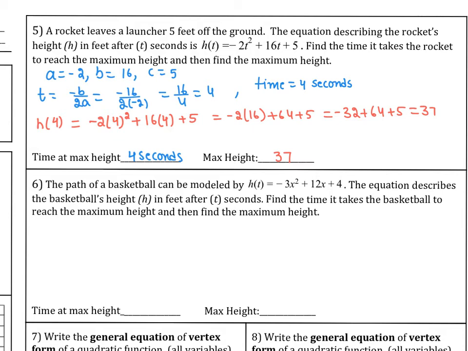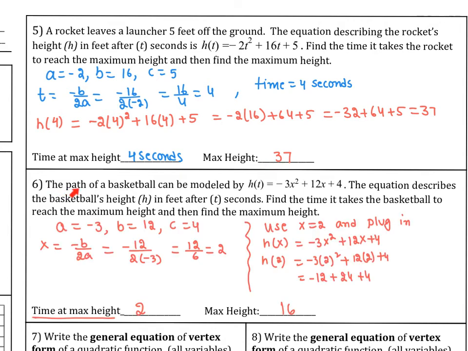So I plugged in 4 for t in this equation. So t equals 4, you plug it in here for t, and this is going to be 4 squared times -2, that is -32, plus 64 plus 5, and that is 37. So the maximum height is 37.